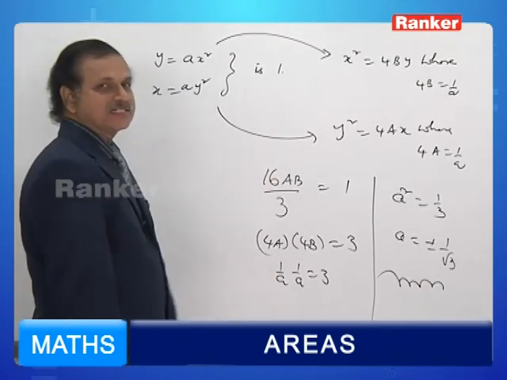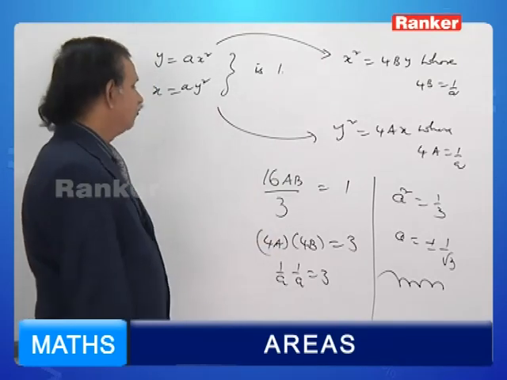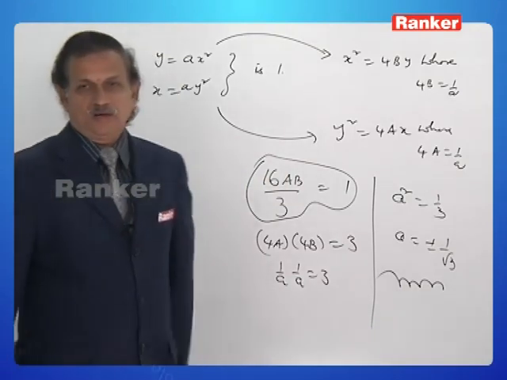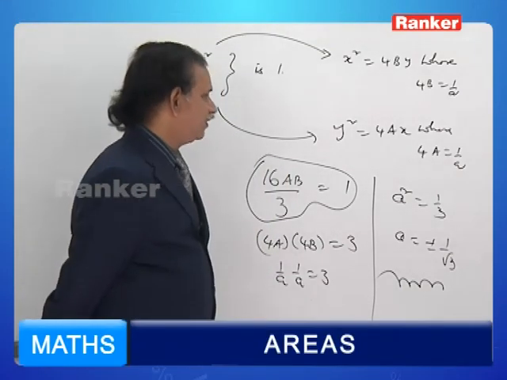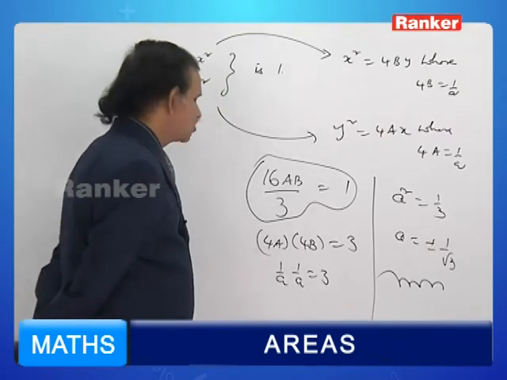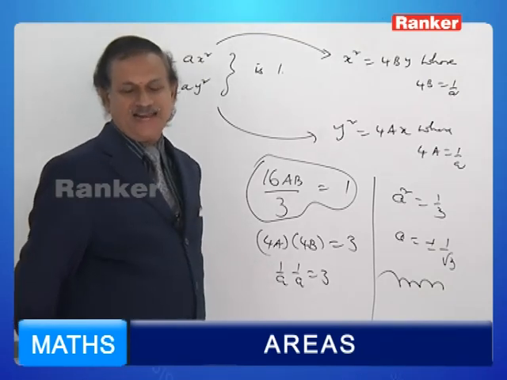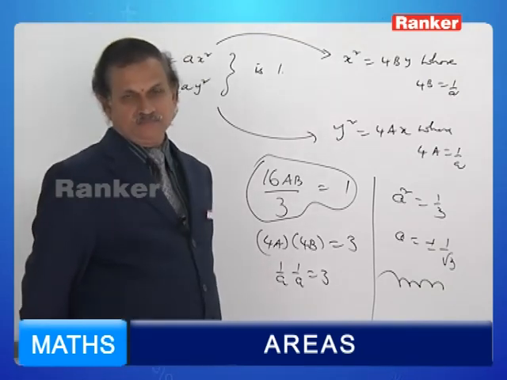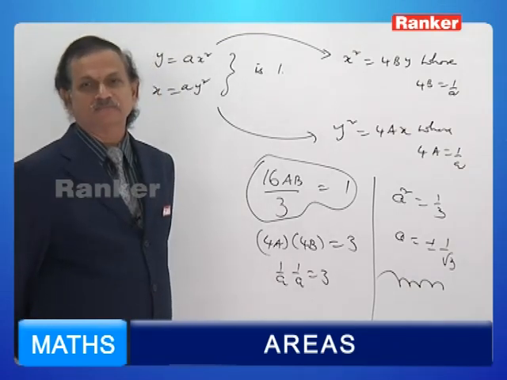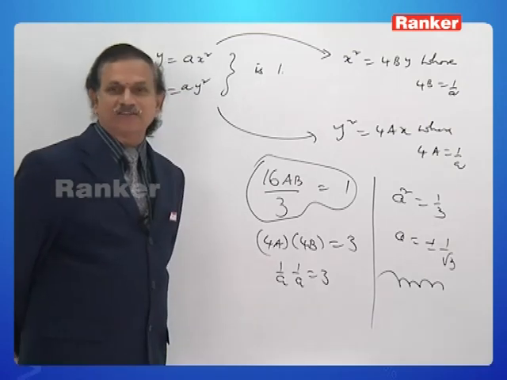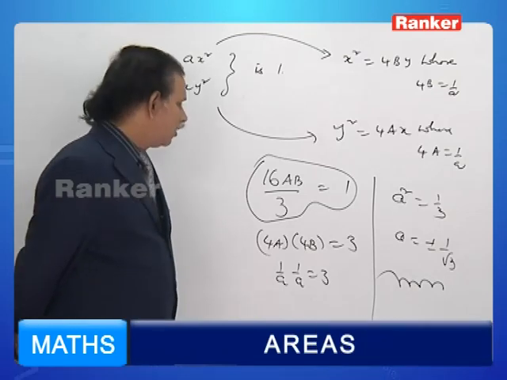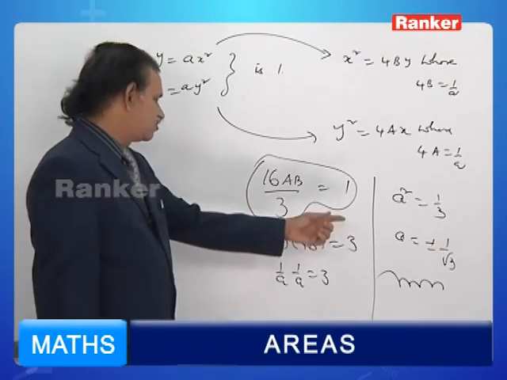Here also, in solving this question, we could have made use of the formula 16ab by 3. We know that the area bounded between the parabolas y square is equal to 4ax and x square is equal to 4by is 16ab by 3. I think you could recollect it. Yes, 16ab by 3 is the area according to the formula, and the area is 1 according to the given data. So 4a into 4b is 3.